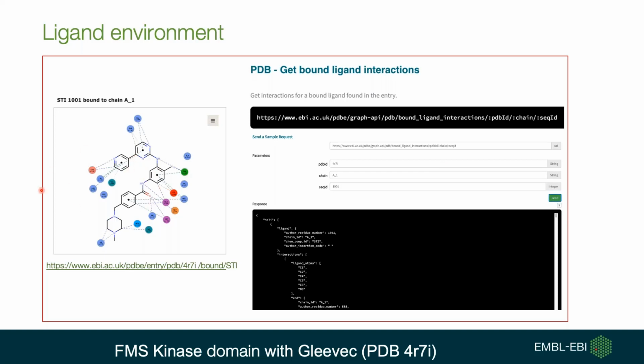So this is the ligand environment component, which is an interactive display of the bound molecules and their environment. The given API, get bound ligand interactions, which can be found in the PDB category, is used to fetch the atom level interactions of the ligands in a bound molecule. As you can see here, this is the full URL, and it accepts a PDB ID, a chain ID, and an author sequence number, and it gives you the respective data for the query that is passed.